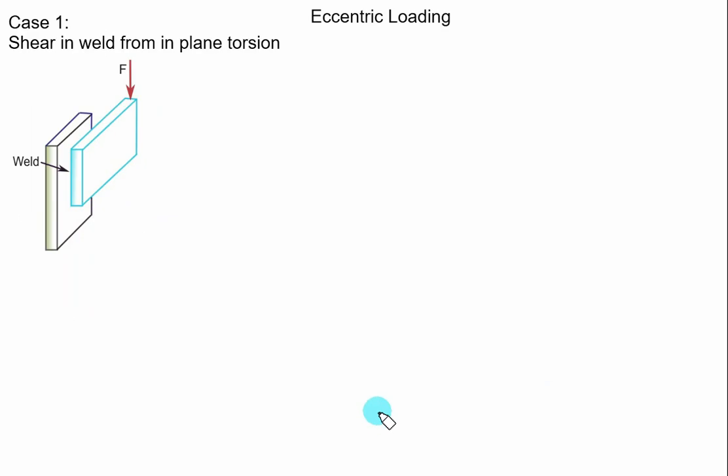Now we'll discuss the procedure in the case 1, that is the shear in weld from in-plane torsion. So we have the force F in the same plane as the weld group. Consider here we have a fillet weld on the top and bottom. So in this case the force F is in the same plane as the weld group. This one is called the weld group.